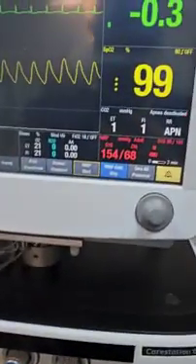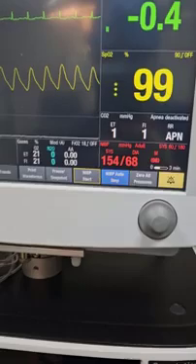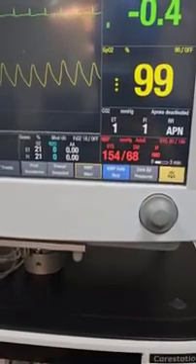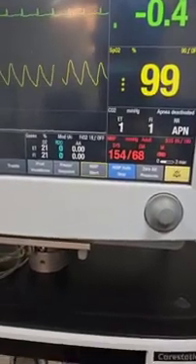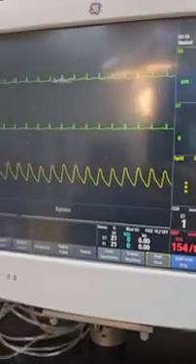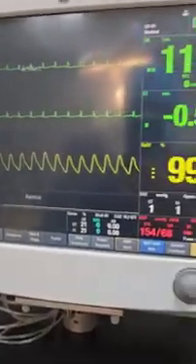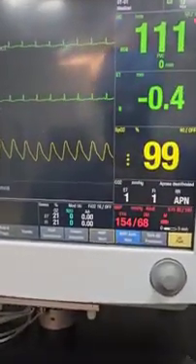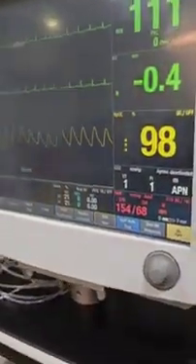And we are getting the second blood pressure measurement, and it is 154/68. Mean pressure is 98, and we are totally okay with the ECG tracing and pulse oximeter waveform.